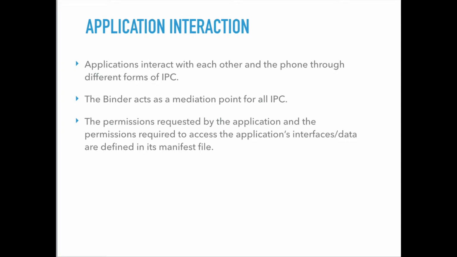The permissions requested by the application and the permissions required to access the application's interfaces/data are defined in its manifest file. Access to system resources such as GPS receivers, text messages, the internet, etc., and IPC is governed by permissions assigned at install time. To simplify, an application is allowed to access a resource or interface if the required permission allows it. Permission is usually delegated to the phone owner.